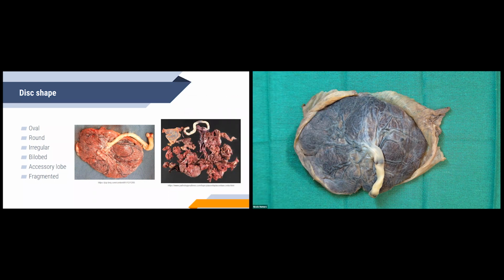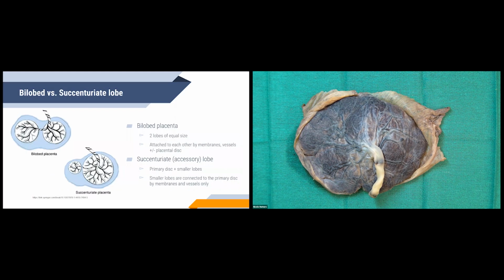So we'll move on and show you a diagram here, just showing the differences between a bilobe versus a succenturiate placenta. A bilobe placenta contains 2 lobes of equal size, and these ones are attached by either membranes, vessels, or the placental disc. The succenturiate, also known as an accessory lobe, contains a primary disc plus smaller lobes, and this can be 1 smaller lobe or multiple smaller lobes. And these lobes are connected to the primary disc by either membranes or vessels. So they are not connected to the main disc by the placental parenchyma.